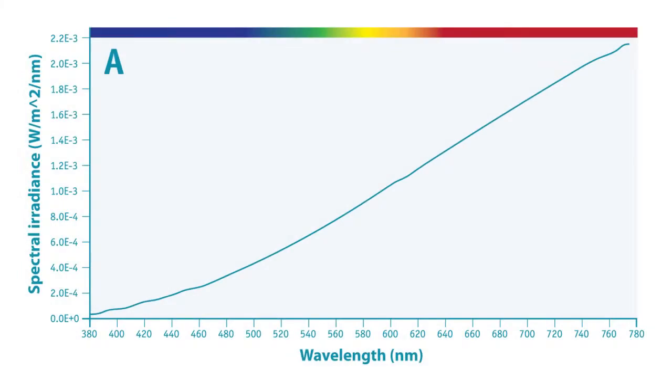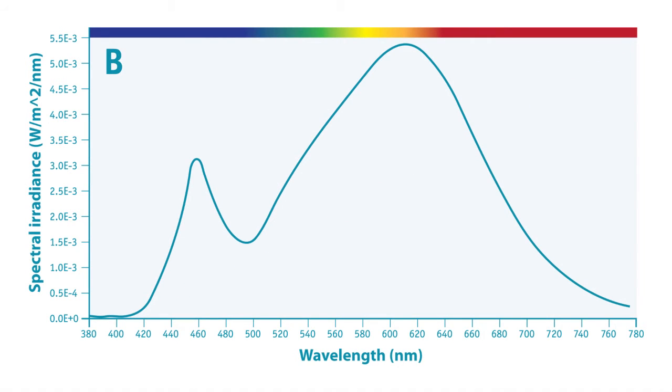A shows an incandescent bulb spectral energy distribution with a CRI of 99. Incandescent bulbs have a warm light and reproduce colors well. Note that the energy spans the entire spectrum.